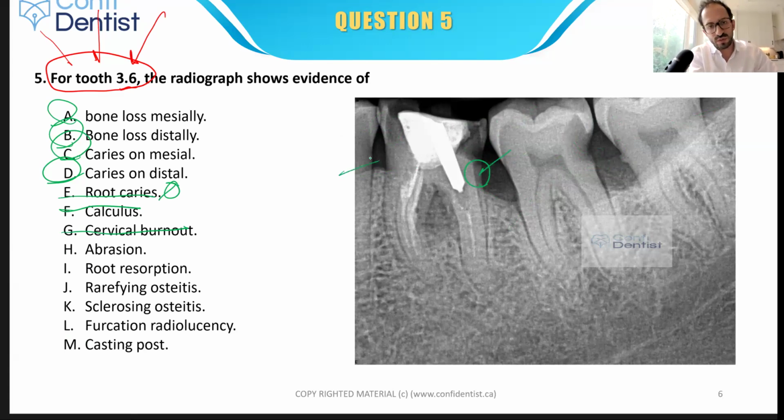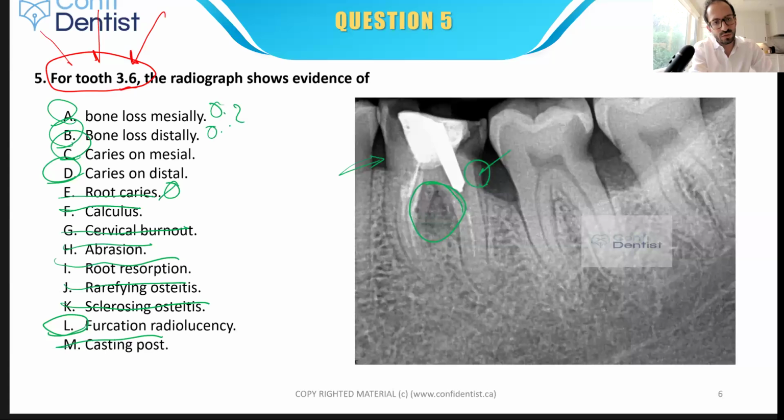And here as well, there is no evidence of radiolucency, no abrasion, no root resorption, no pharyngosteatis, no sclerosing osteitis, but I have a furcation radiolucency here. And that's the answer. So 0.2, 0.2, 0.2, 0.2, and 0.2. All the options that I just drew a line on are just -1. They are just completely wrong answers.